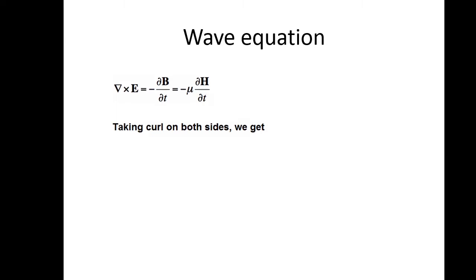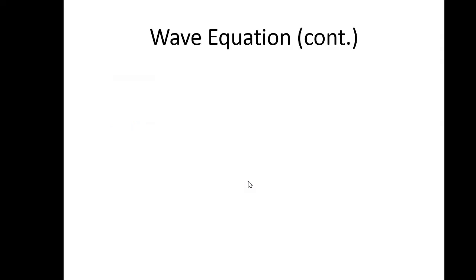We are taking curl on both sides, and you get del cross E is equal to minus mu into dou by dou t of curl H, because here H is the only vector. So you are applying curl on H. First is the third Maxwell's equation, you wrote it like this. Then you take curl on both sides and you get this equation.